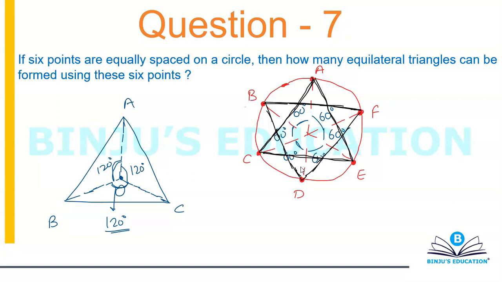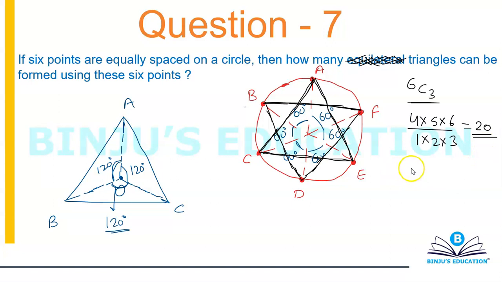However, the question was how many triangles can you form? Now, in order to form a triangle, you need three vertices. So, you can simply select three vertices. It will simply be 6C3, which is 4 into 5 into 6 divided by 1 into 2 into 3. So, that will come out to be 20 triangles. If the question was simply how many triangles can you form, it will simply be 6C3.